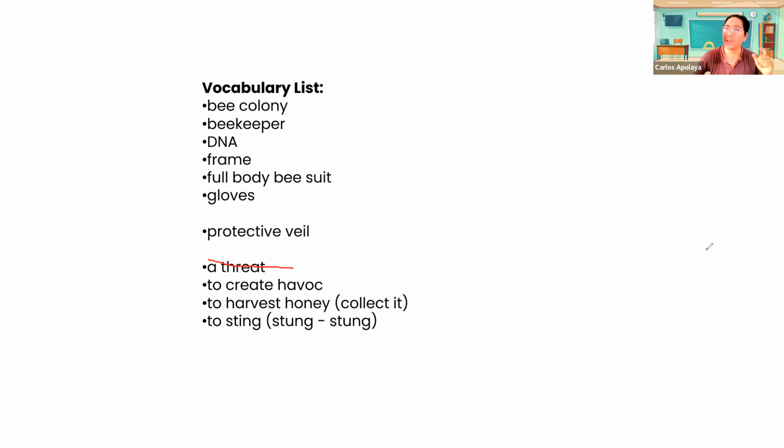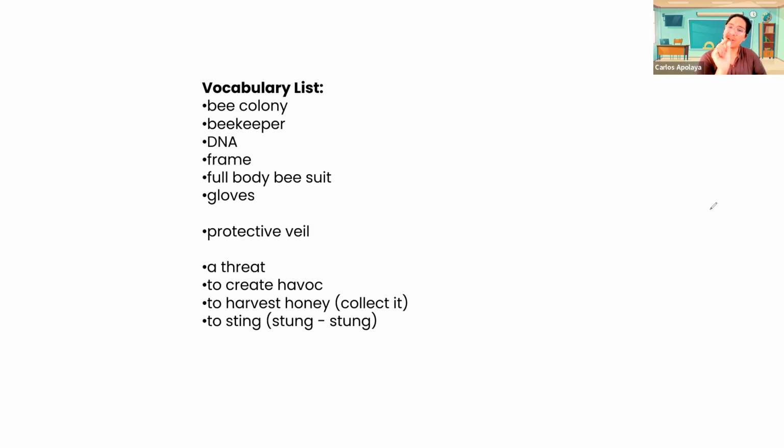Harvest money. You use the word to remove the honey from the bees or something like that. Well, in this case, you say harvest. Harvest means cosechar. You harvest, harvest is cosechar. Pero cuando utilizamos el harvest con el honey, es que vas a recolectar la miel. Okay. Sting is like the bee stung me. Sting, picar. Yes. Okay.